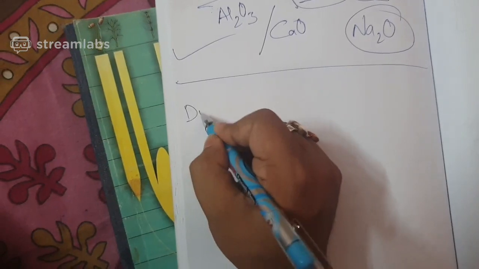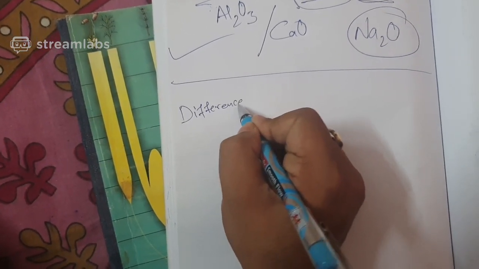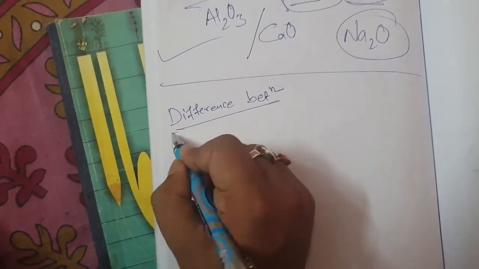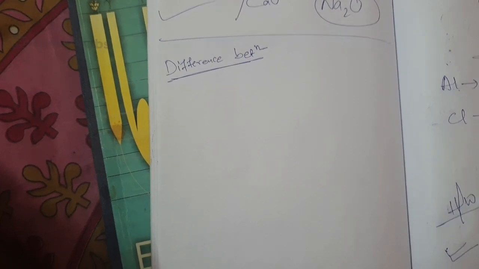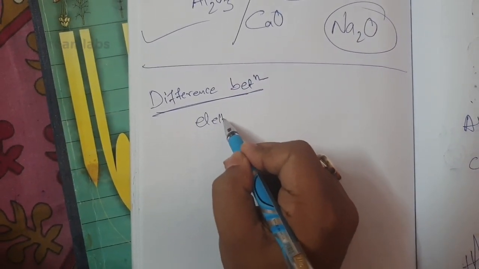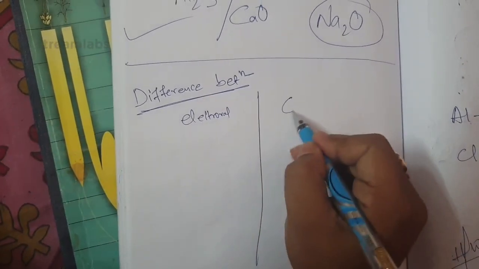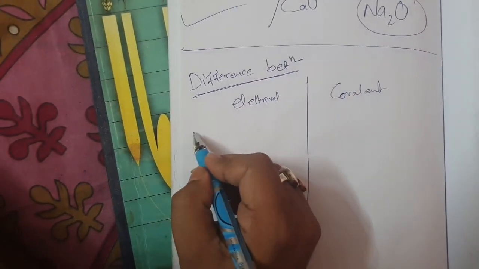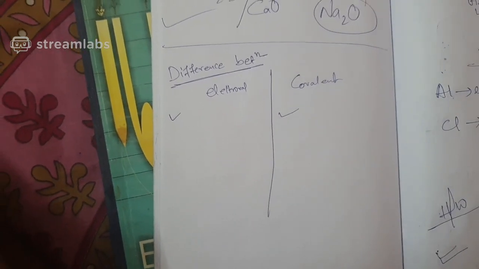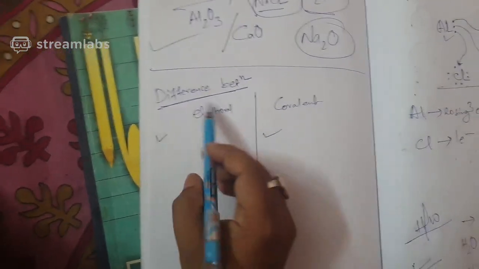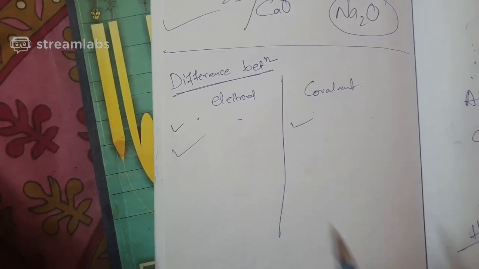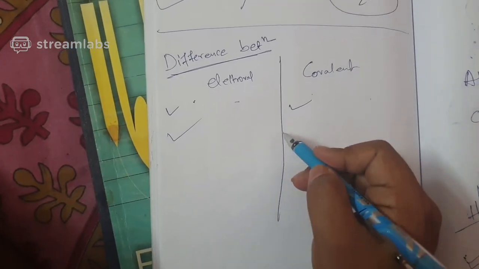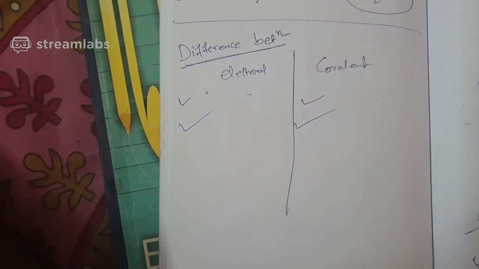And the last but not the least, the difference between electrovalent compound and covalent compound. Now I will mention, I will not write, you will write down. First, electrovalent compound is formed by giving and taking of electrons. Covalent compound is formed by sharing of electrons. Electrovalent compound is formed between metal and non-metal. Covalent compound is formed between non-metal and non-metal.